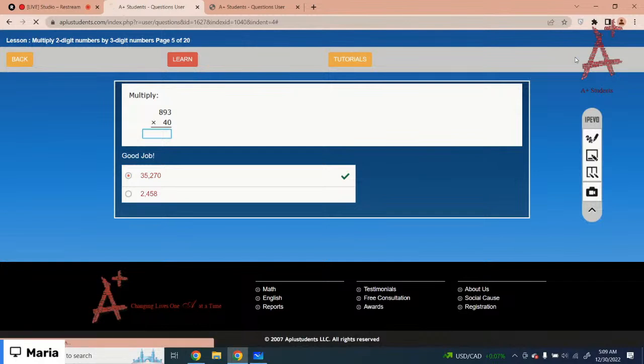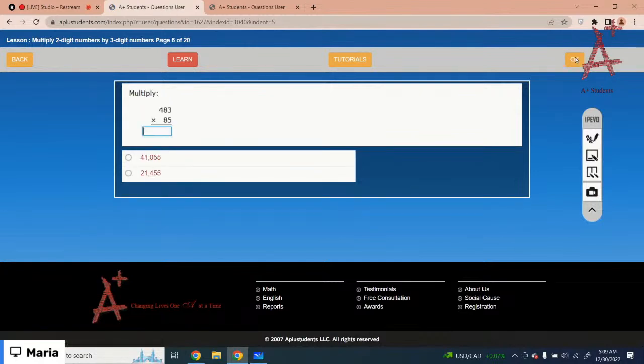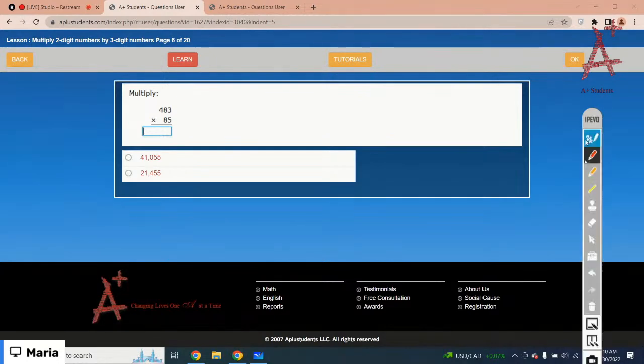Okay, the next one is 483 times 85. So let's just start with 483 times 85. 5 times 3 is 15. Write 5 and carry 1. 5 times 8 is 40 and 1, 41. 1 and 4 carry. 5 times 4 is 20 and 4, 24.